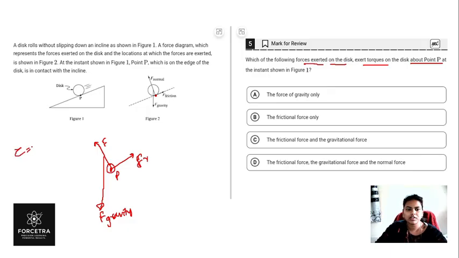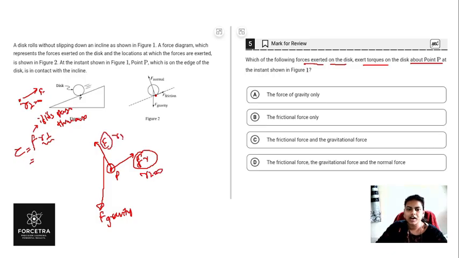So what is torque? Force into R perpendicular. So this R perpendicular is 0 if this force is passing through the axis. So if this is the axis and this is the force, can you tell me the perpendicular distance? R perpendicular is equal to 0. So for this force, R perpendicular is 0, and for this force, R perpendicular is 0.